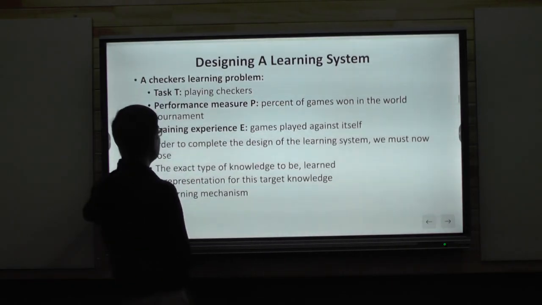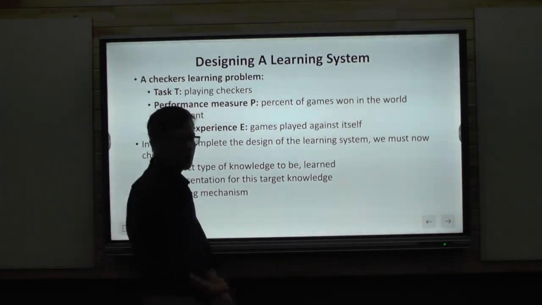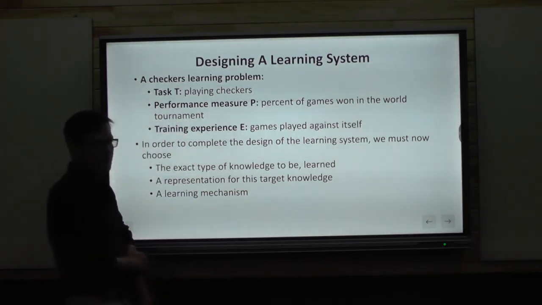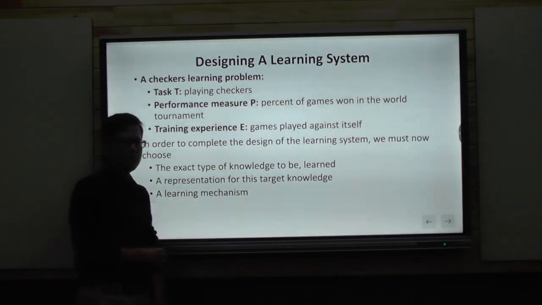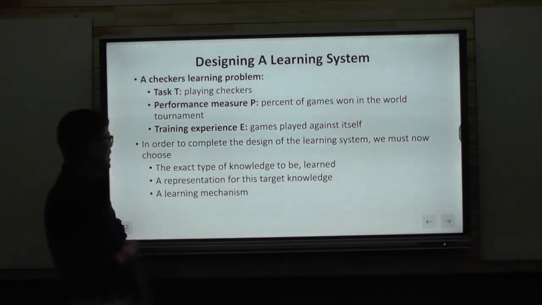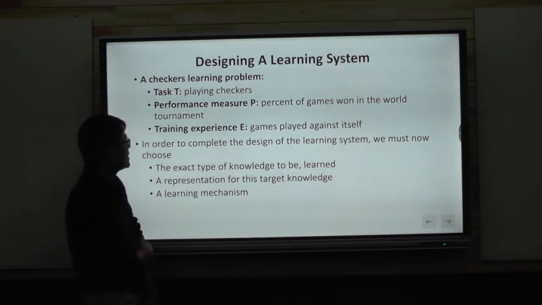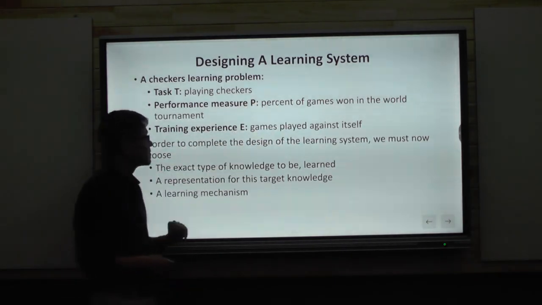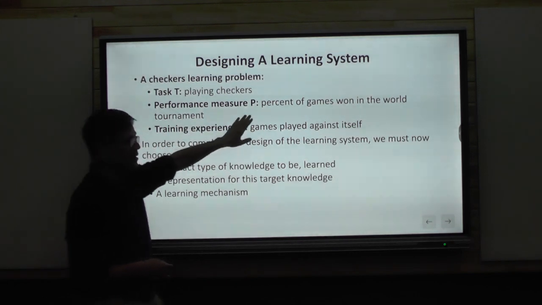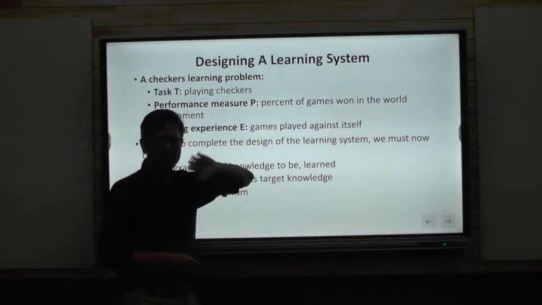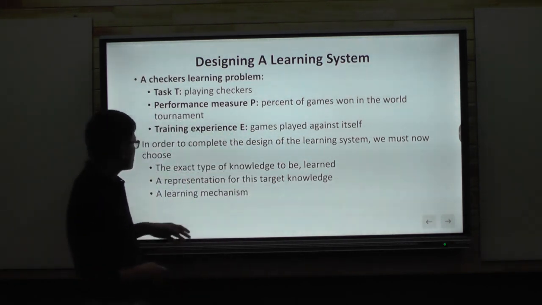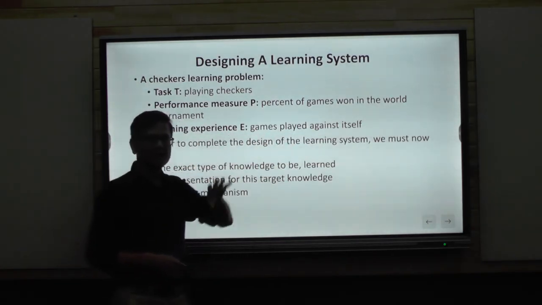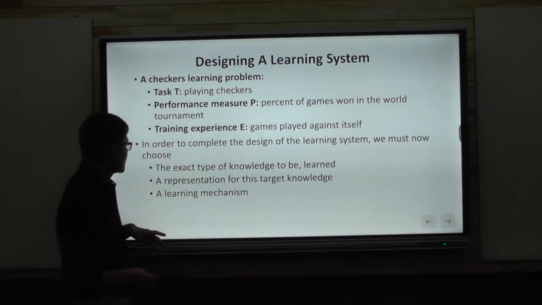So we can formulate this checkers playing problem. First we'll identify task T, then we'll identify performance P, and then we have experience E, training experience E. So the task is simply playing checkers. Performance measure P, we can calculate in terms of percentage of games won. Training experience E is the game played against itself, that is your training.